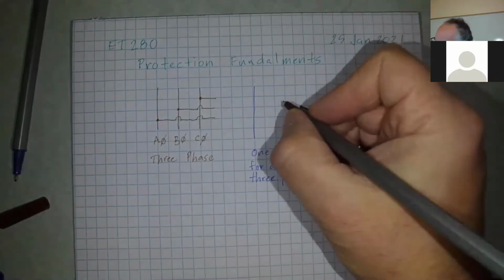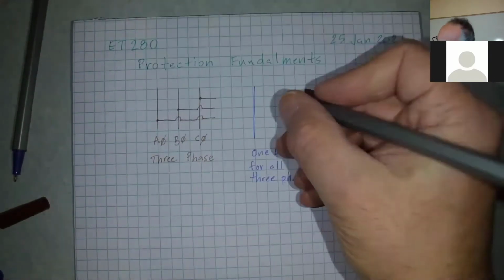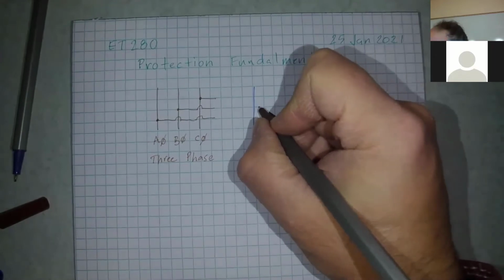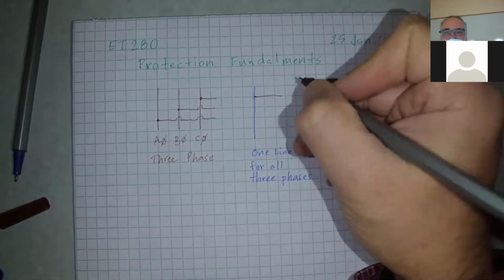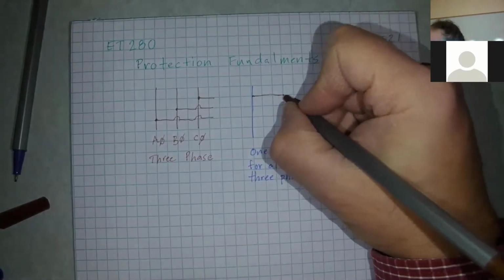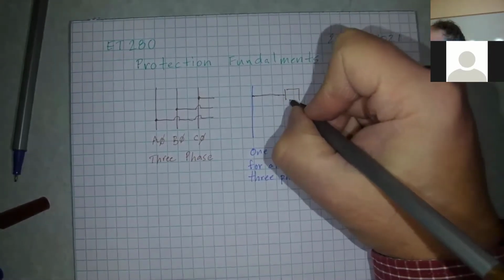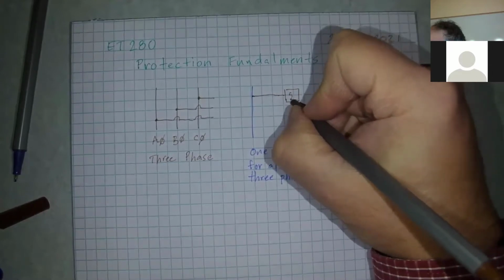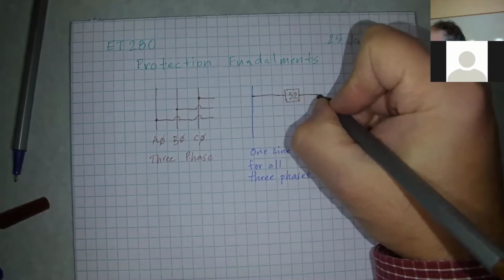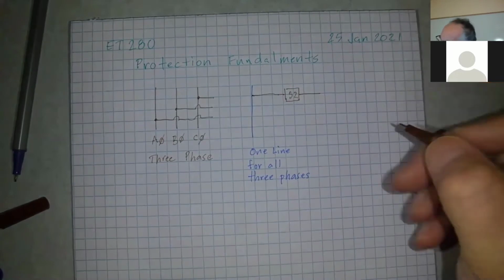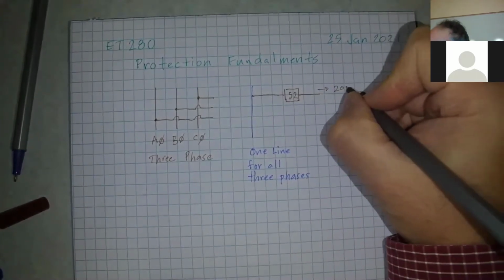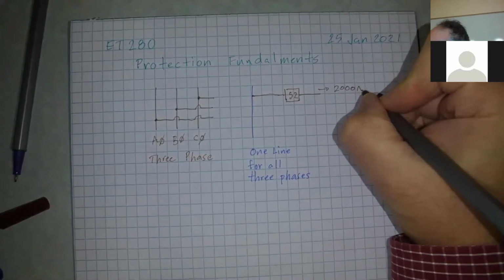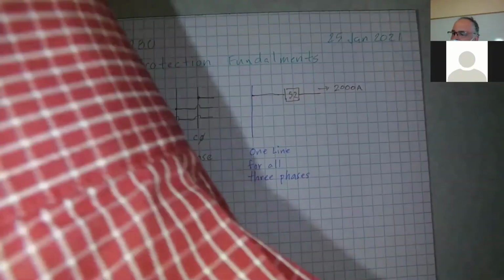Okay. Then coming off of that one line, we can have just one connection. Again, that's going to be one line going to a 52. Okay. And let's say we've got 2,000 amps going down that line.